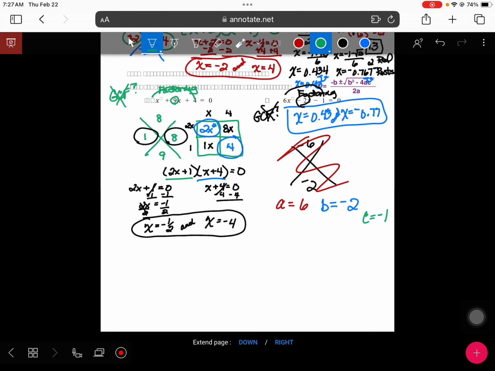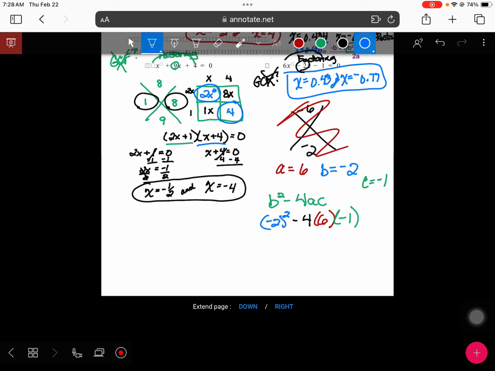Even before doing the whole quadratic formula, I'm going to look for my discriminant. The discriminant is this part underneath the radical sign. So it's B squared minus 4 times A times C. B is -2 squared minus 4 times A, which is 6, and times C, which is -1.